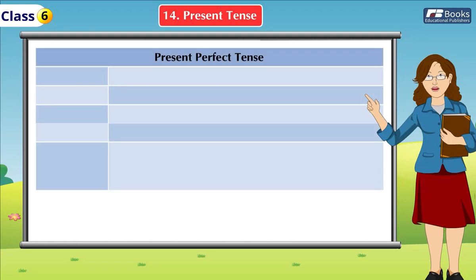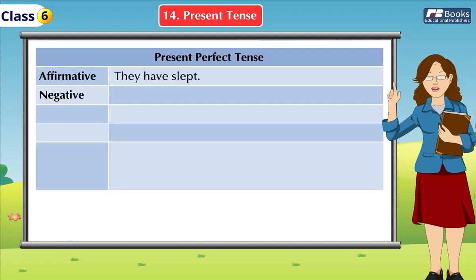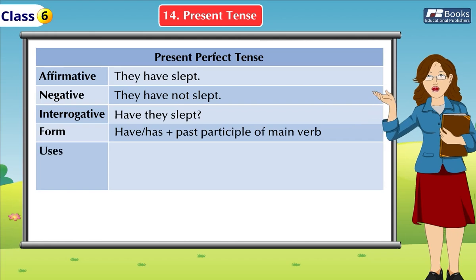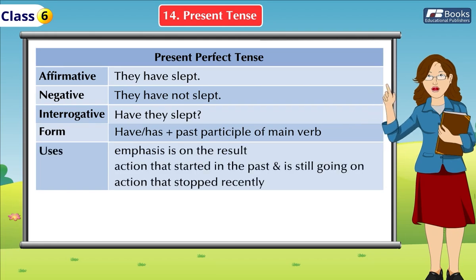Present perfect tense. Affirmative: they have slept. Negative: they have not slept. Interrogative: have they slept? Form: have or has plus past participle of main verb. Uses: emphasis on the result. Action that started in the past and is still going on. Action that stopped recently.